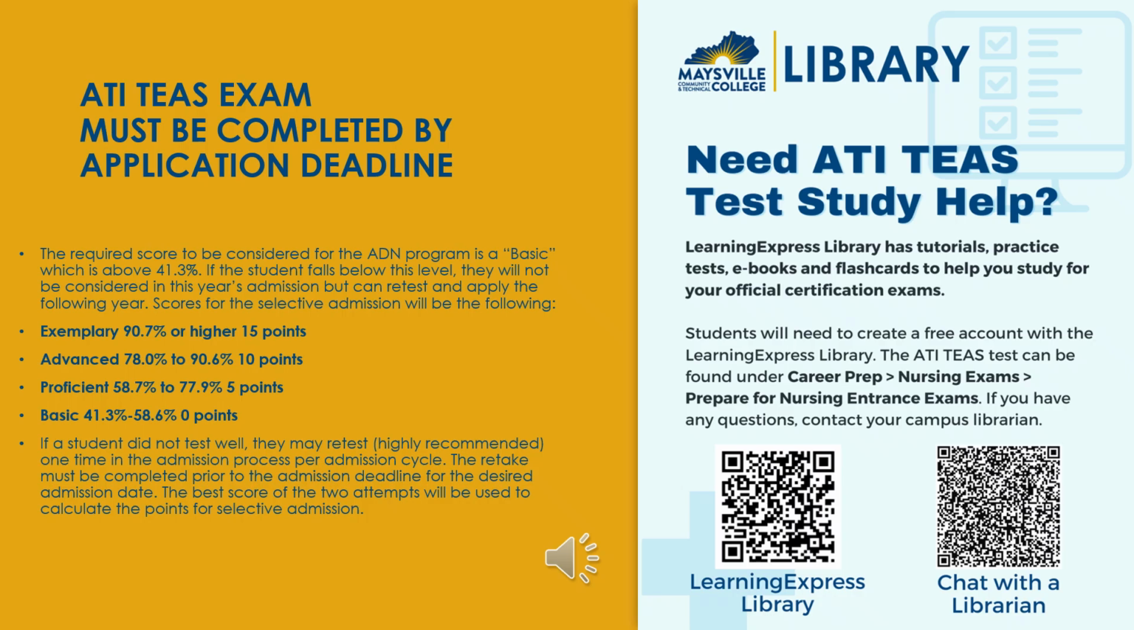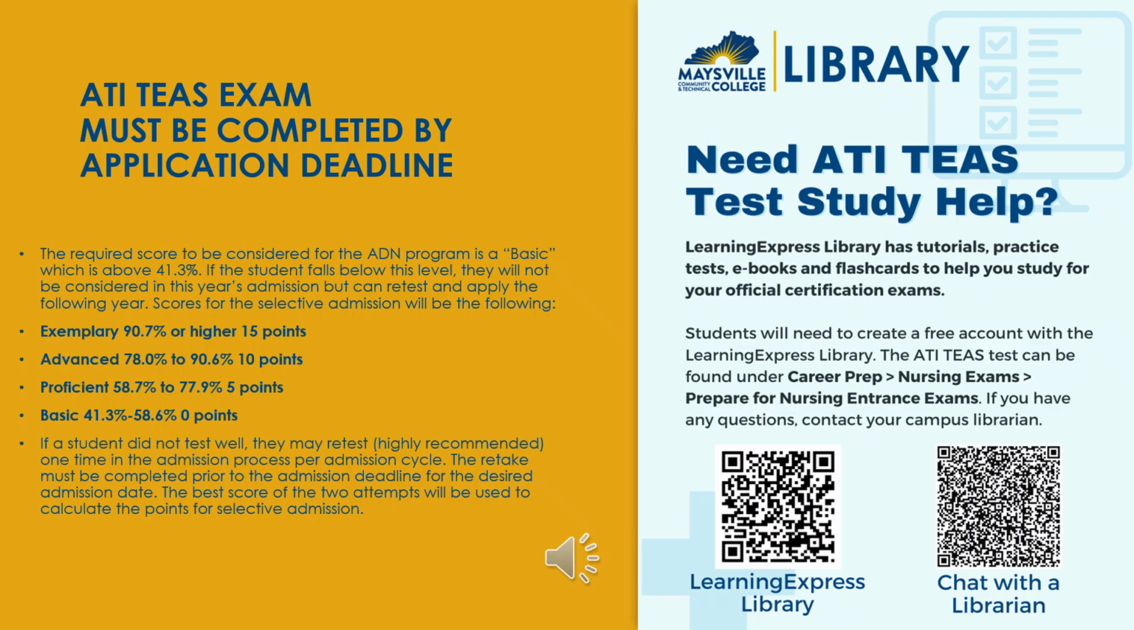To have your application complete, you have to have completed the ATI-TEAS exam by the application deadline, which is March 1st. So, as we talked about in the point sheet for the selective admissions, the required score to be considered for the ADN program is a basic score, which is above 41.3%. If you fall below that level, we will not consider you for the program, so I highly recommend that you retest it. Again, I highly recommend that you study for the TEAS exam, but that will help you get a better score.